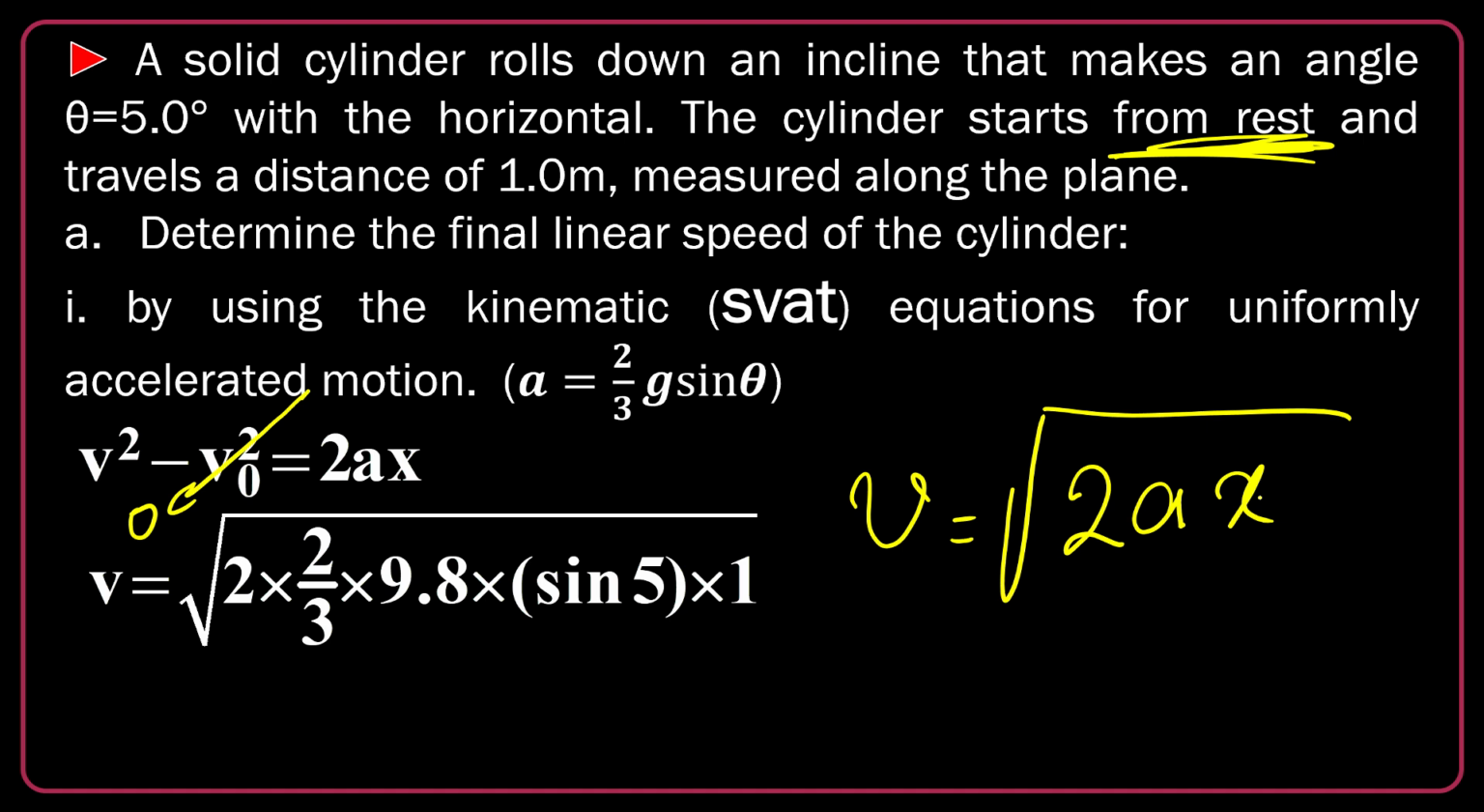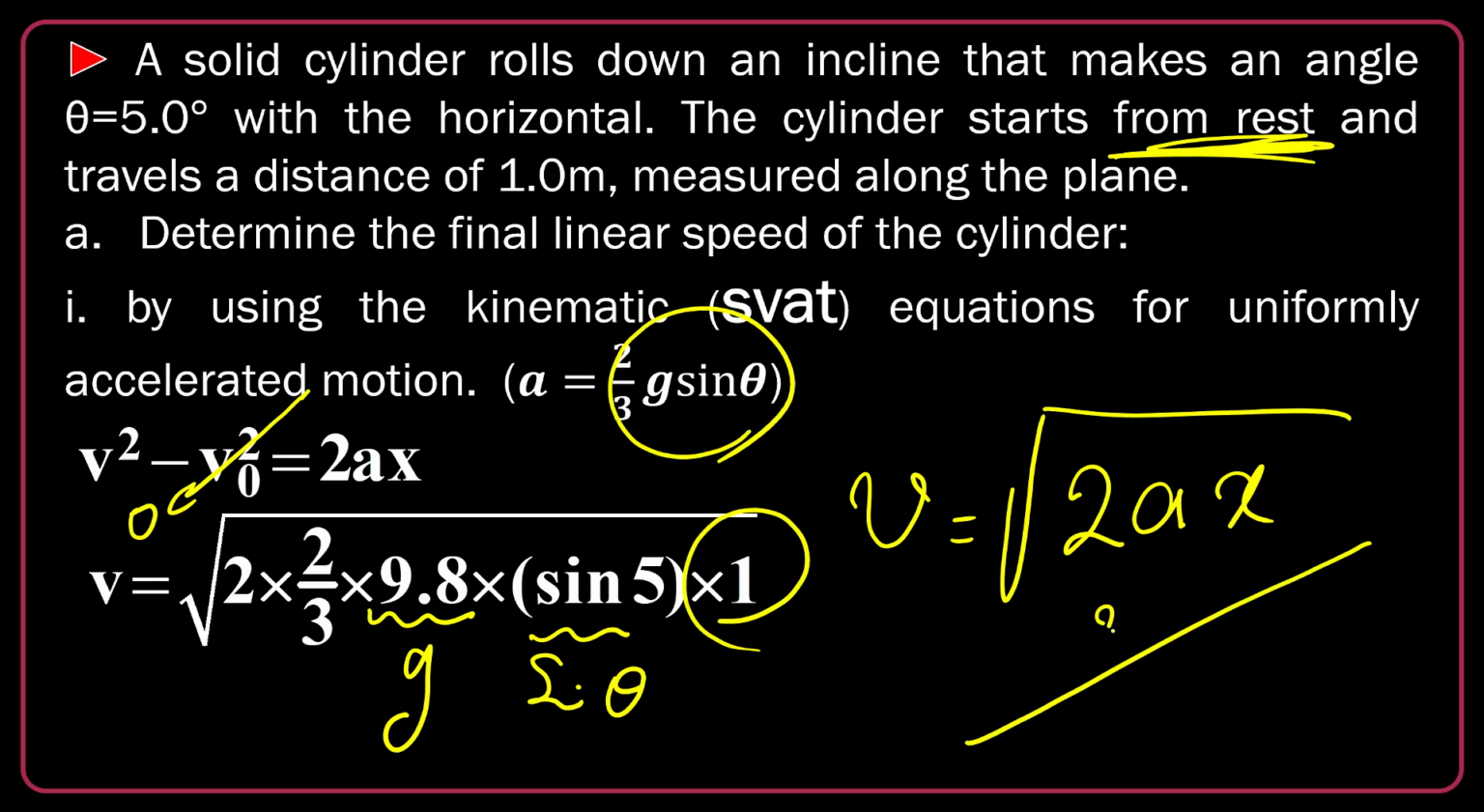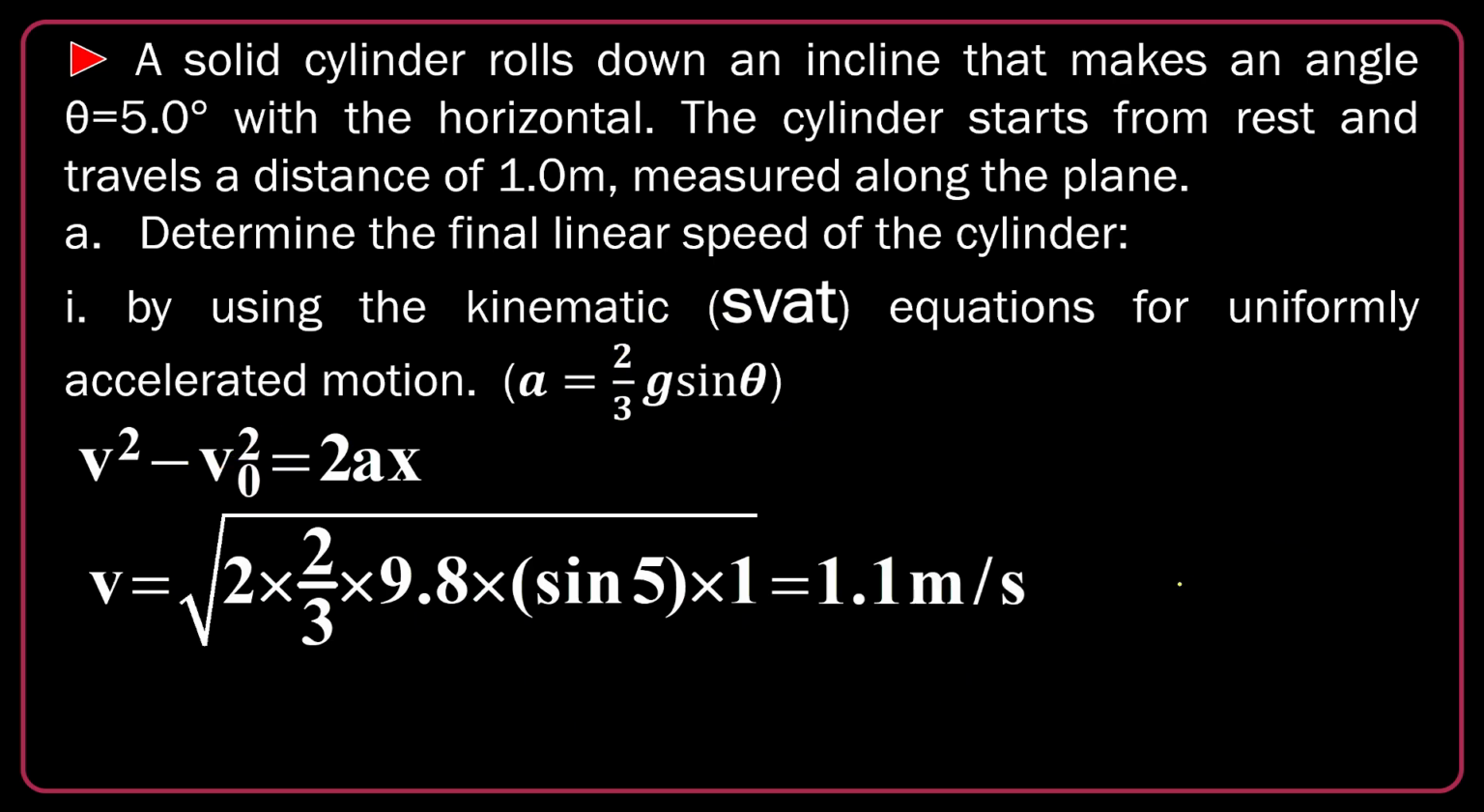Here I have no very complicated cases to be reminded. This is g. Okay, this is sine of theta for here, and then this is the distance traveled on the ramp, x, that's given to be 1 meter. So we are done. This is the final velocity, 1.1 meter per second.